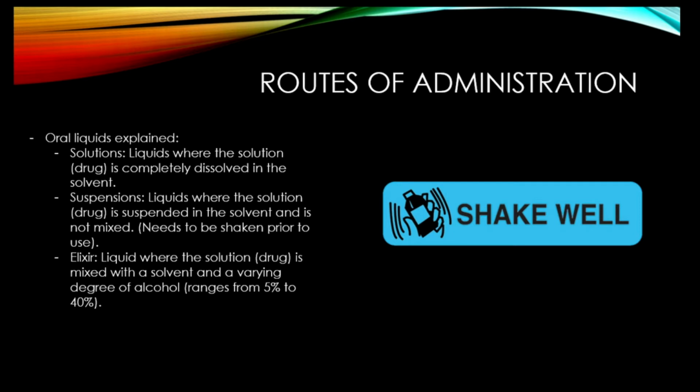Alright, now we're going to talk about some of the liquids. So solutions are liquids where the drug itself is completely dissolved in the solvent. Suspensions are kind of like solutions, except that they are not mixed all the way, so you have to shake those prior to use. And then elixirs are solutions that are dissolved in a solvent with a varying degree of alcohol. And those usually range from about 5% alcohol to 40% alcohol.